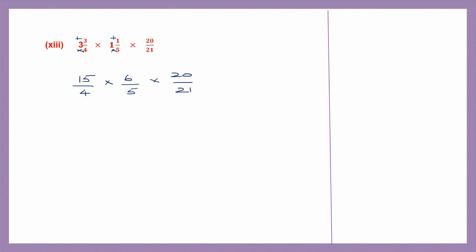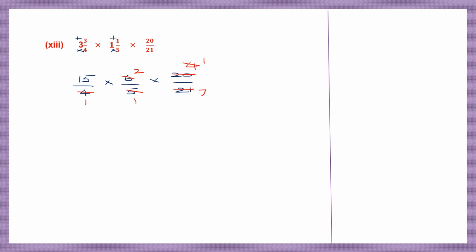Okay, now let's cancel any numerator and denominator. I can cancel 5 and 20. 5 1s are 5, 5 4s are 20. I can also cancel 4 and 4. 4 1s are 4, this 4, 4 1s are 4. Now what else can I cancel? I can cancel 6 and 21. Both are there in the tables of 3. 3 2s are 6, 3 7s are 21. Now is there anything else that we can cancel?